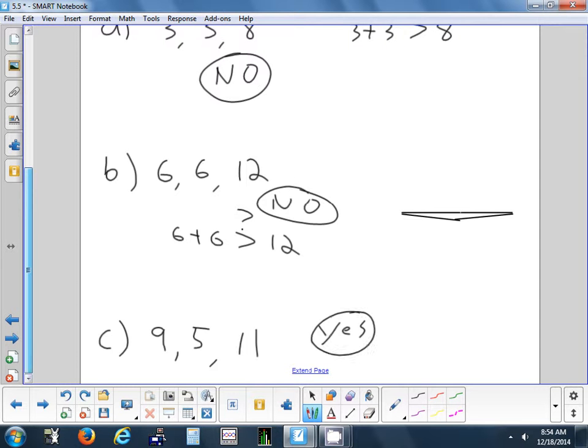Can anybody explain to me the three things you have to tell me? Yeah? 14 is greater than 11. So 9 plus 5 is bigger than 11. Okay. 20 is greater than 5. 9 plus 11, that's bigger than 5. Yep. 14 is greater than 9. So you add up any two sides, it's always bigger than the third. Perfect. All right. Any question on that?